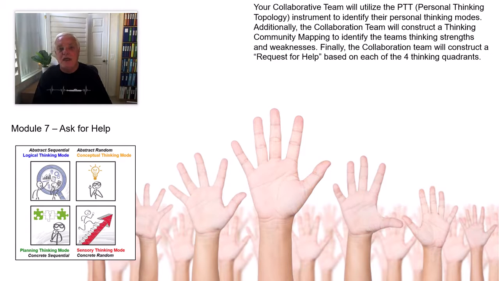So that's that PTT, Personal Thinking Topology instrument. It's a very quick instrument. It gives you the ability to just understand at a top 10,000 foot level the different functionality that represents you, your team, and ultimately some of the people you're going to be collaborating with.